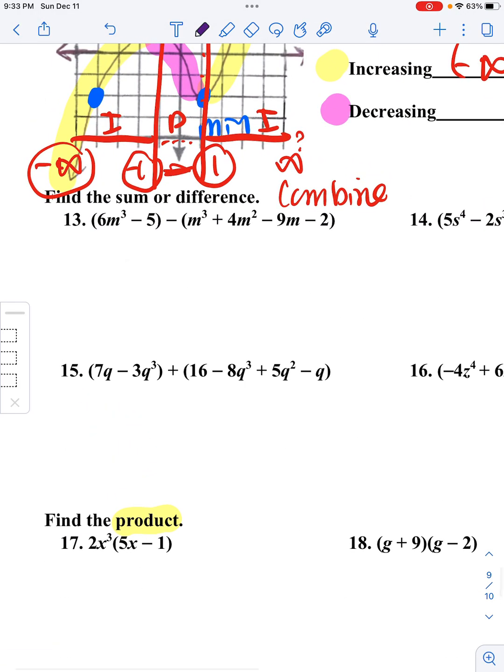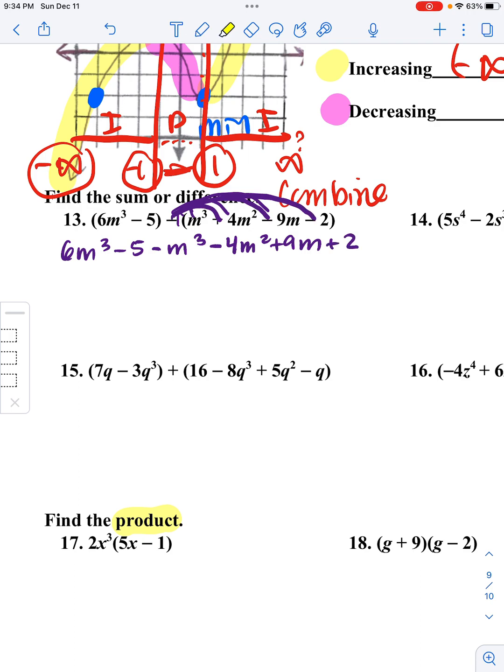Okay, so this negative is going to affect everything after it. It's like distributing a -1. So I have this out front, but this becomes negative m cubed. This becomes negative 4m squared. These negatives cancel for a positive 9m, and these negatives cancel for a positive 2.